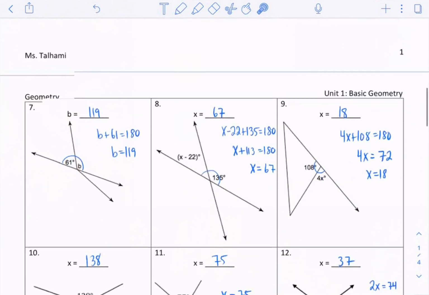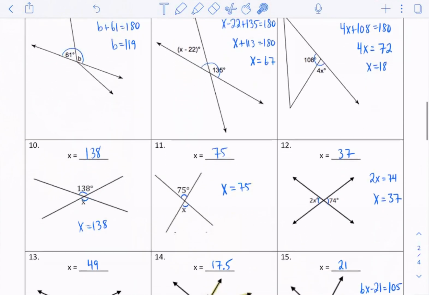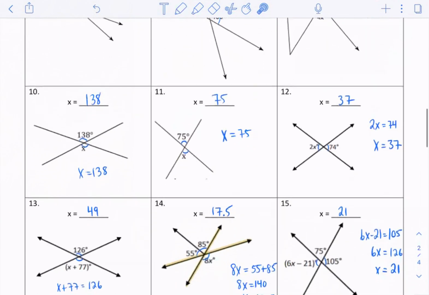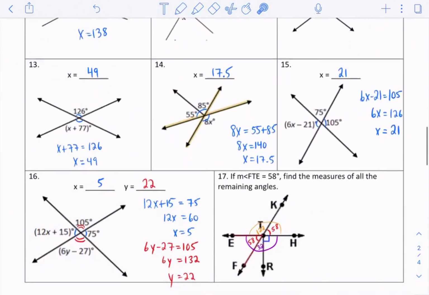And then here are some more examples. Here I have some supplementary angles right here, and supplementary and supplementary. And then here I have vertical, so they're equal to each other. And then here's some more examples that I did answers to.